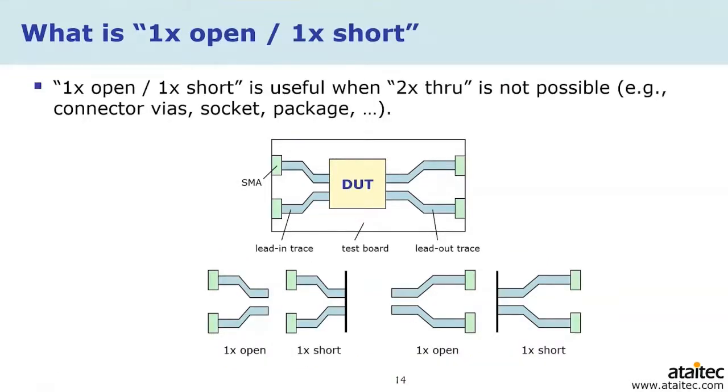And 1x open or 1x short. Now, when 2x through is not possible, then we use 1x open or 1x short. Basically, we want to open up the DUT, open up the end of the lead-ins or lead-outs, and also for 1x short, you want to short everything at the end of the lead-in or lead-outs.